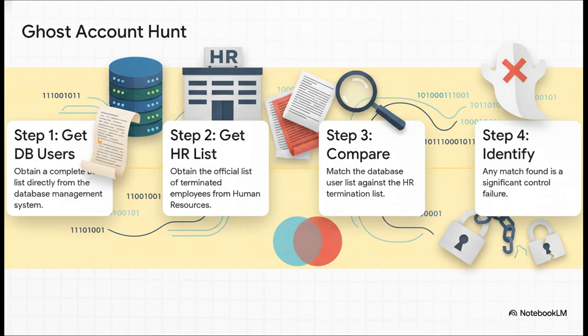Step 1. You go to the database itself and pull a complete list of every single user account. Step 2, you go over to HR and get their official list of everyone who's been terminated. Step 3 is the magic. You compare those 2 lists. Any name that's on the database list and on the HR termination list, that's a ghost. And that, my friends, is a major control failure that you write up immediately.